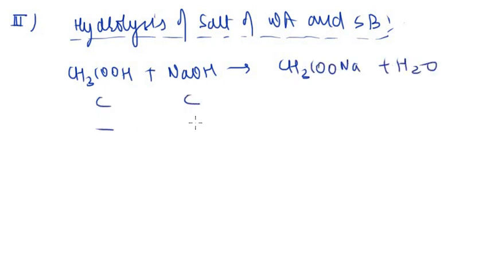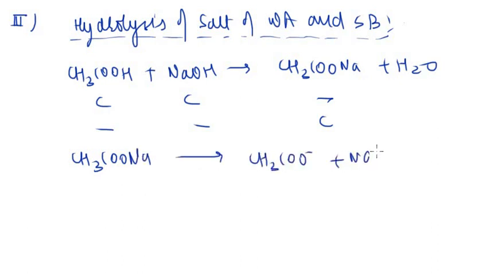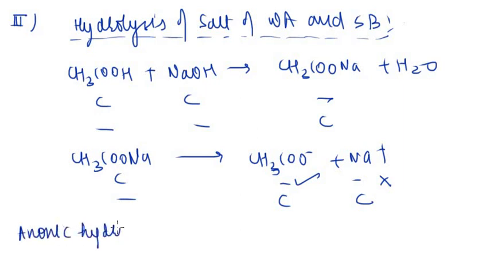C is the initial concentration. CH3COONa dissociates to CH3COO minus plus Na plus. The concentration was C, and it has formed C molar of acetate ion and C molar of Na plus. Na plus will not hydrolyze, but the acetate ion will, so it is anionic hydrolysis, and the pH will be greater than 7 in that case.